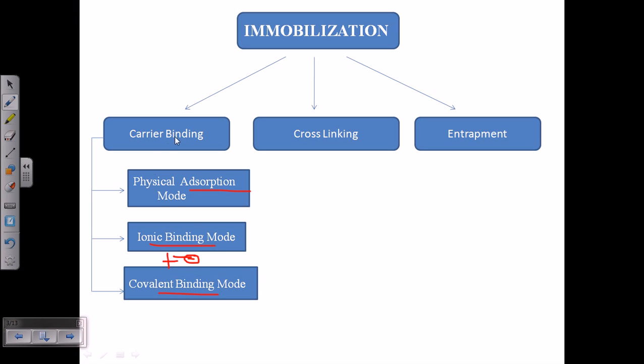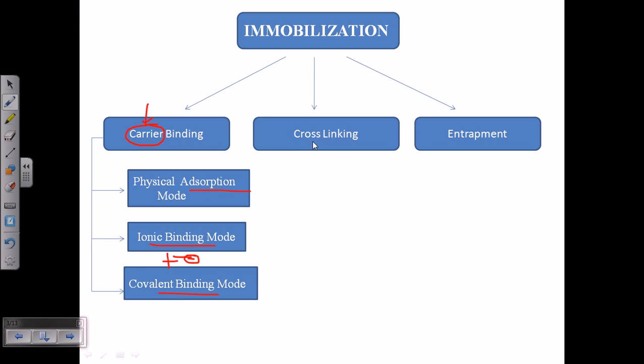In any kind of carrier binding, remember the term carrier. In all the cases, adsorption, ionic binding or covalent binding, we need a carrier for the enzyme to be attached. The carrier we utilize must have a basic property: it must be insoluble in water, and it can be polymerized to produce a matrix. These things are very important for the carrier.